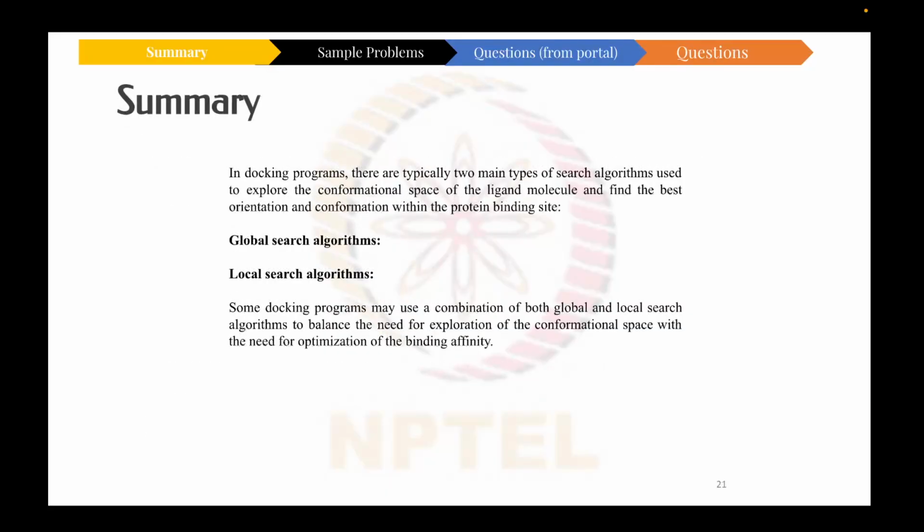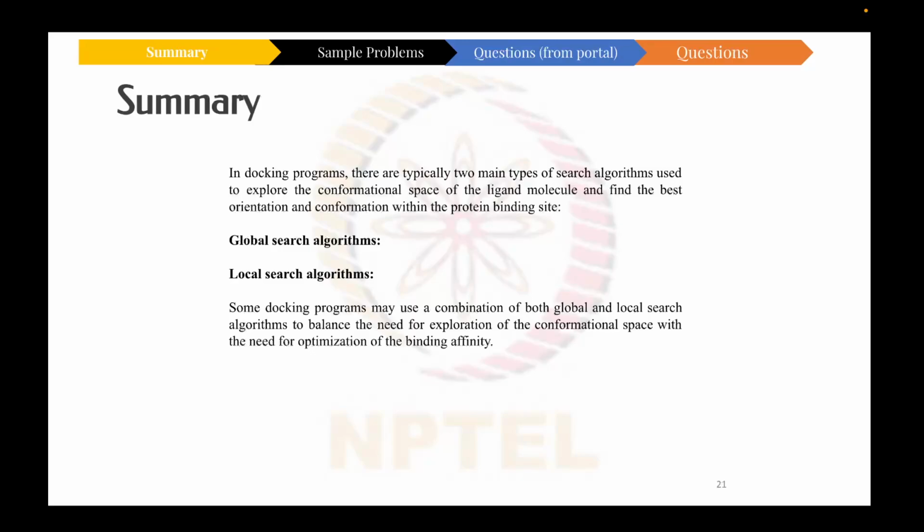In docking programs, two primary types of search algorithms are typically employed to navigate the conformational space of the ligand molecule and determine its optimal orientation and conformation within the protein binding site. So we have global search algorithms and local search algorithms. Global search algorithms explore a vast conformational space, primarily utilized in the initial stages of docking to locate the approximate binding site and the orientation of the ligand. Examples include genetic algorithms, simulated annealing, Monte Carlo simulations, and particle swarm optimization.